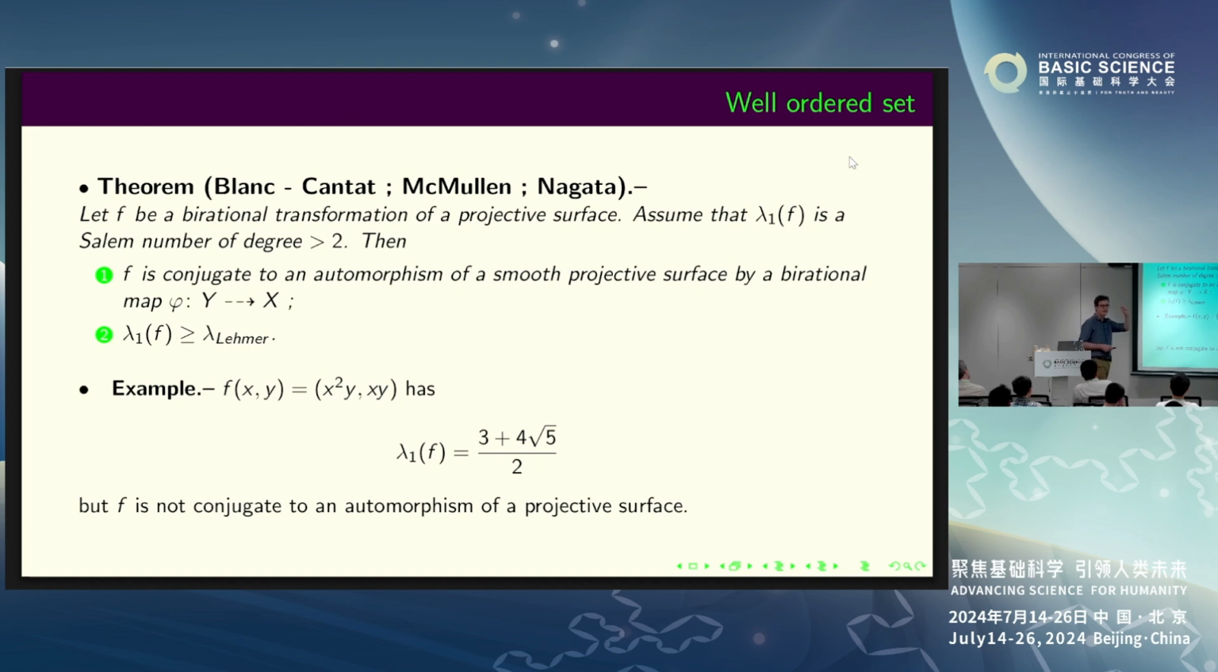Okay, so just looking at this dynamical degree, some arithmetic property of the dynamical degree tells you that after changing the surface and making a conjugacy, your map becomes a regular automorphism. This theorem does not work for quadratic numbers. For instance, this map, (x²y, xy), I'm writing in affine coordinates. The dynamical degree is a quadratic number, but this map is not conjugate to an automorphism. I mean, you cannot find a projective surface on which this map becomes a regular automorphism.